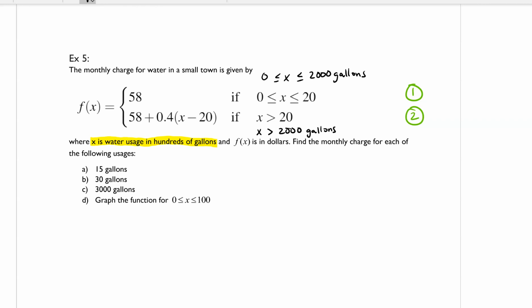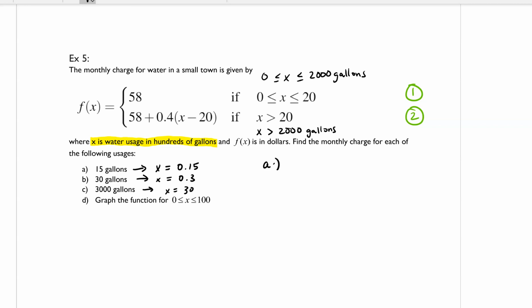So be careful when you are thinking about that. Because x is being measured in hundreds of gallons, 15 gallons would really be an x value of 0.15. 30 gallons would be an x value of 0.3, and 3,000 gallons would be an x value of 30. So please be careful about that.